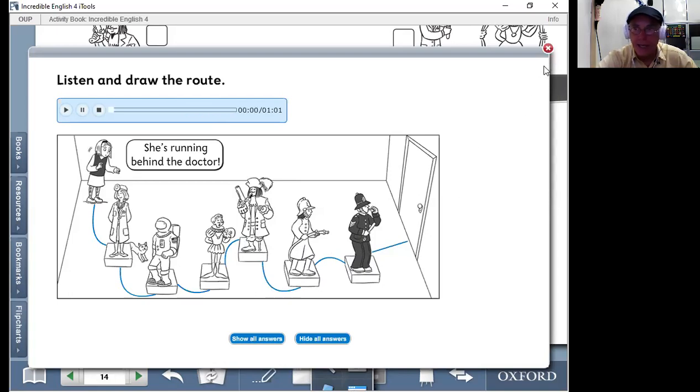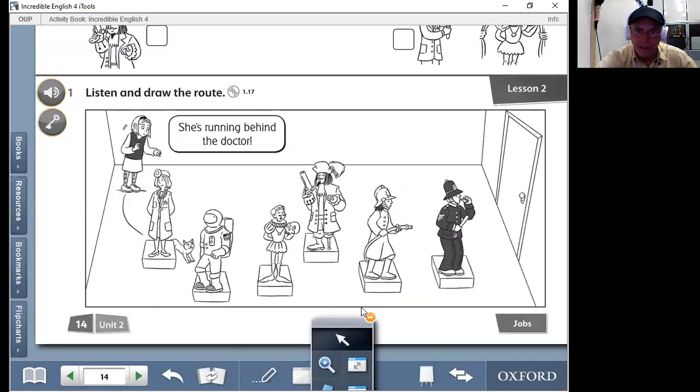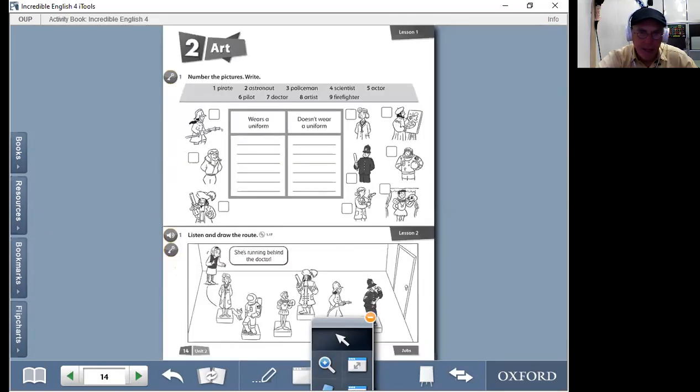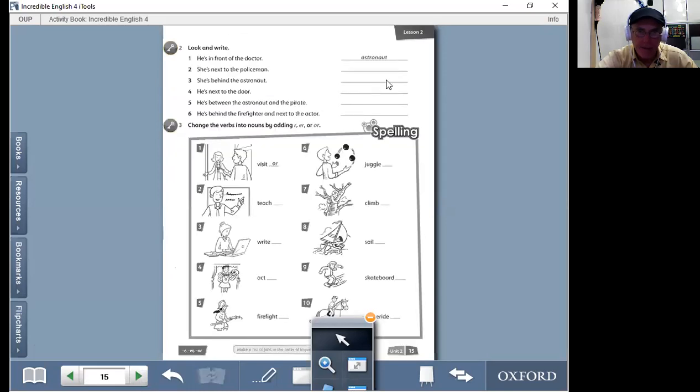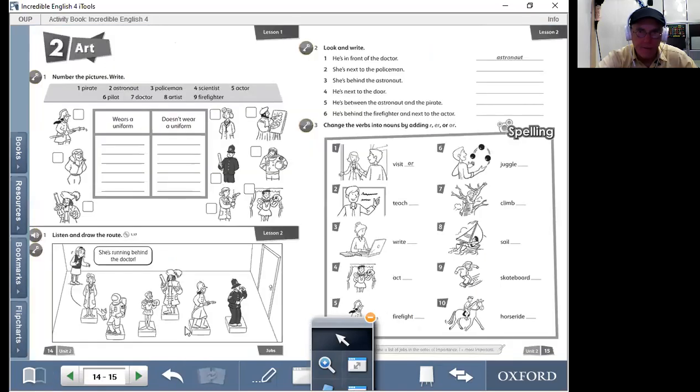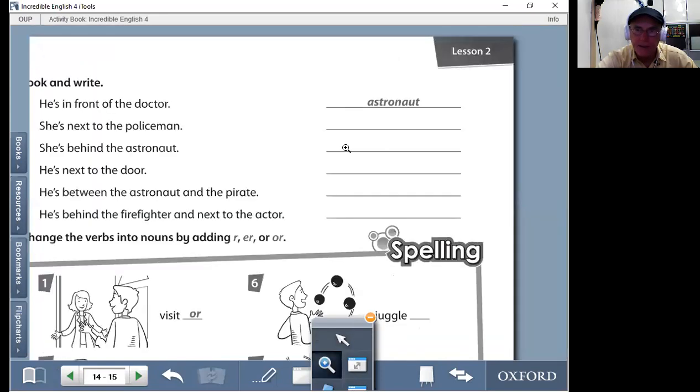Coco, the naughty cat sometimes, eh? Right. Now let's move to the next page, can we? There. Now you're going to need 2 pages for this activity up here. Okay, so we're going to do this activity here.